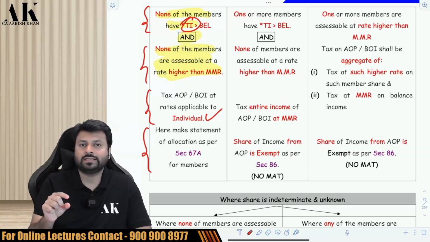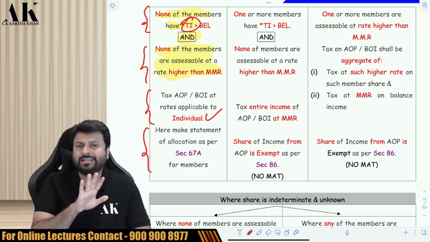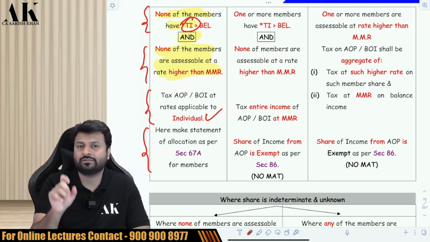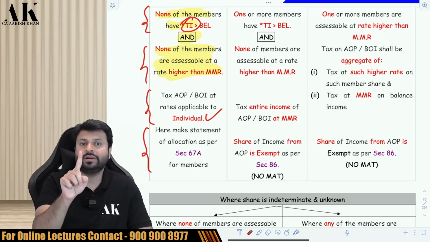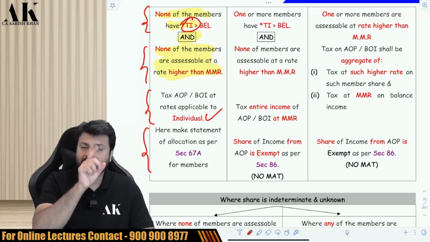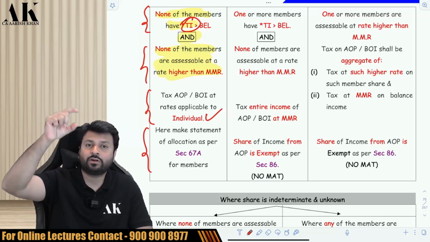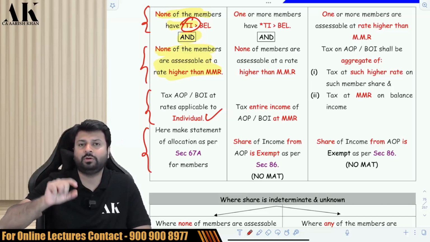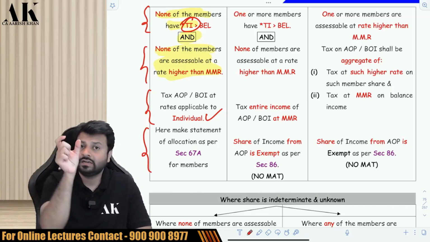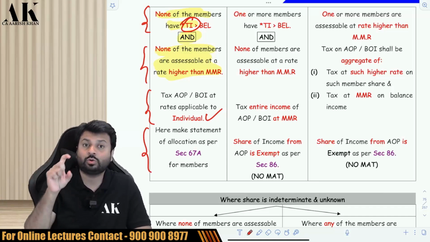Then the total income of the member will come. Then you are supposed to take the basic tax. Don't take surcharge and cess as of now, just take the basic tax. Then you will get relief over here. Which relief? The basic tax multiplied by part 1, that is income from AOP BOI, that is share of profit, remuneration, interest, in the numerator, divided by the total income.